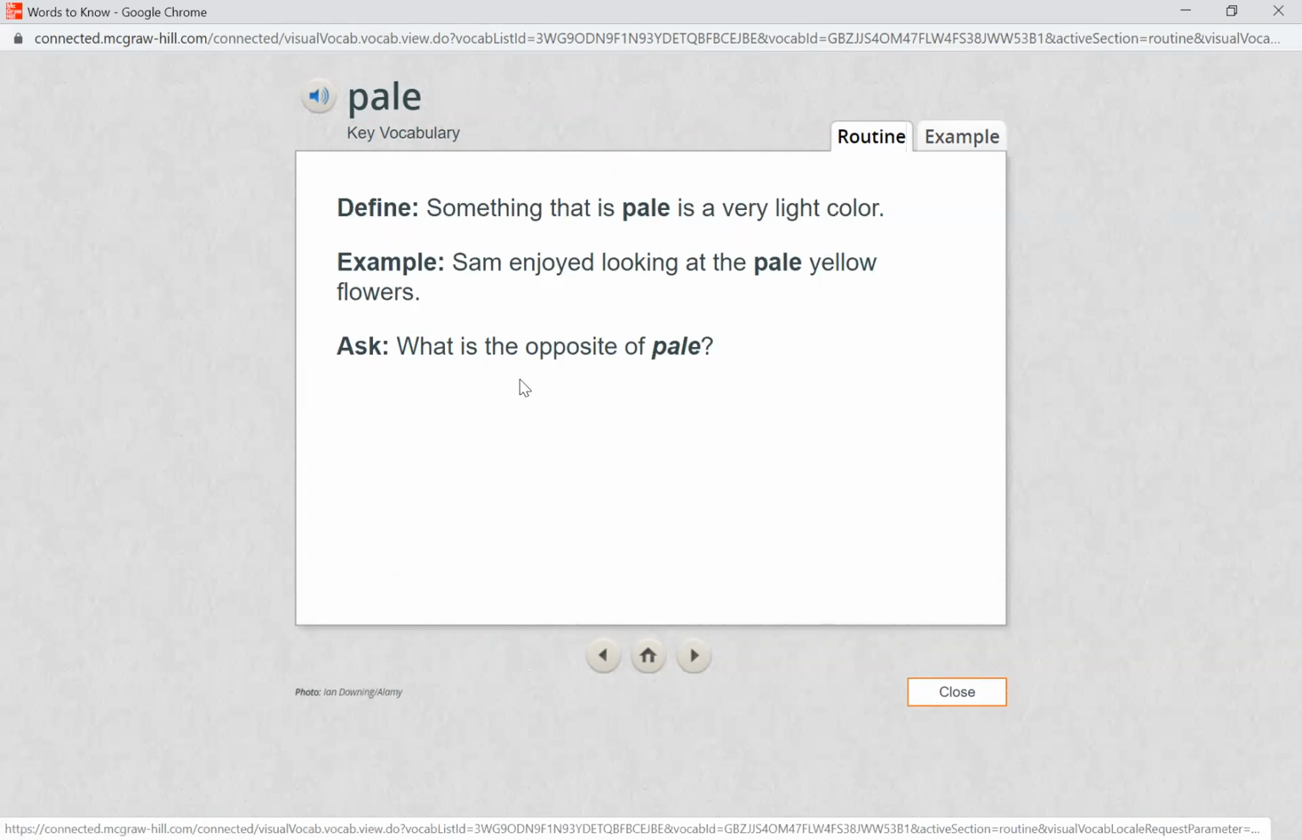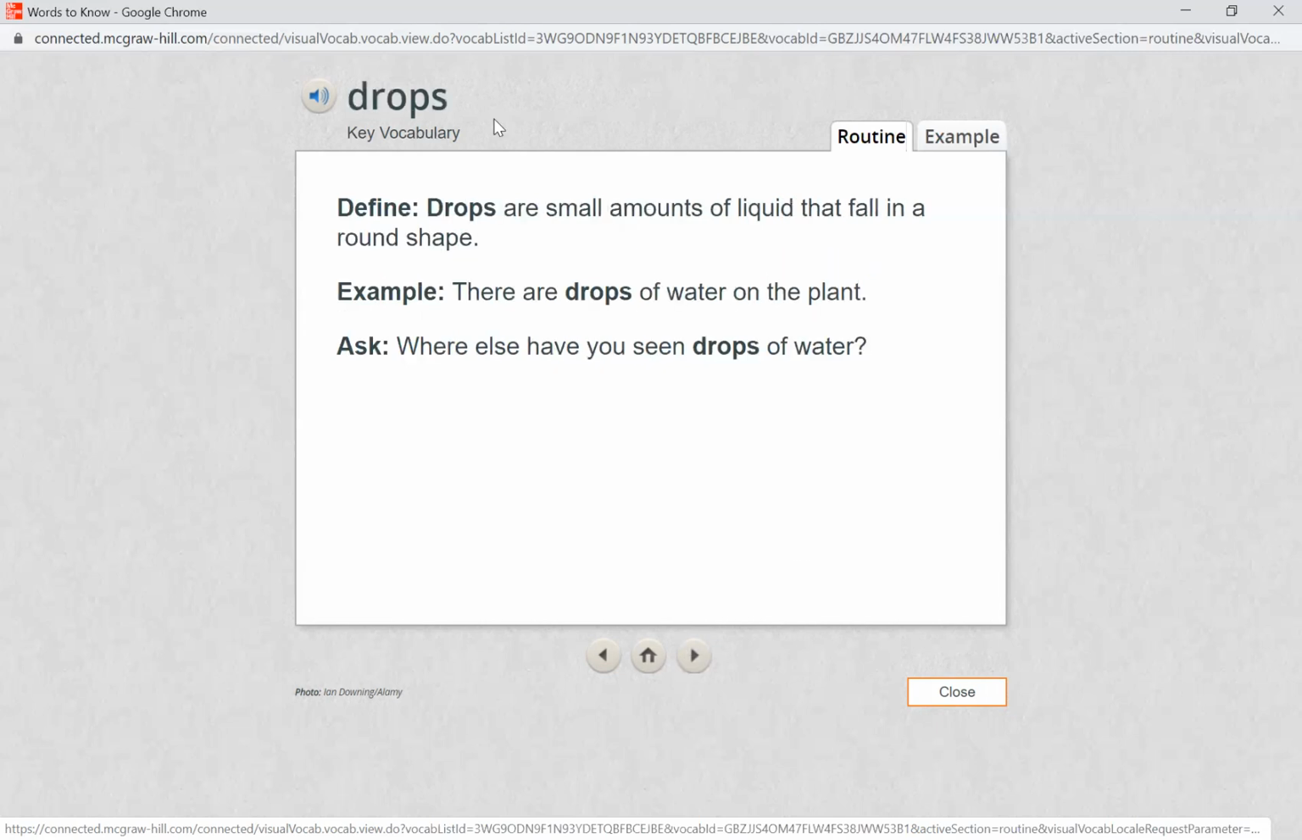So let's think back to our question. What is the opposite of pale? So if pale is a very light color, then the opposite would be probably a darker color, right? Good. So let's look at our next word. This word is drops. Drops. Let's listen to what drops means.